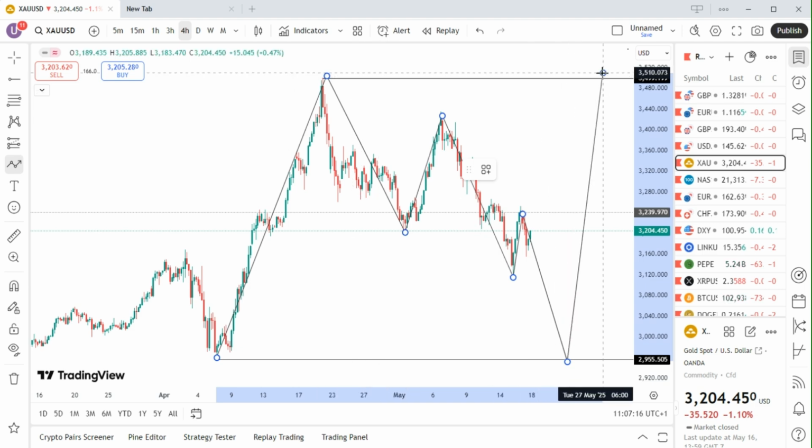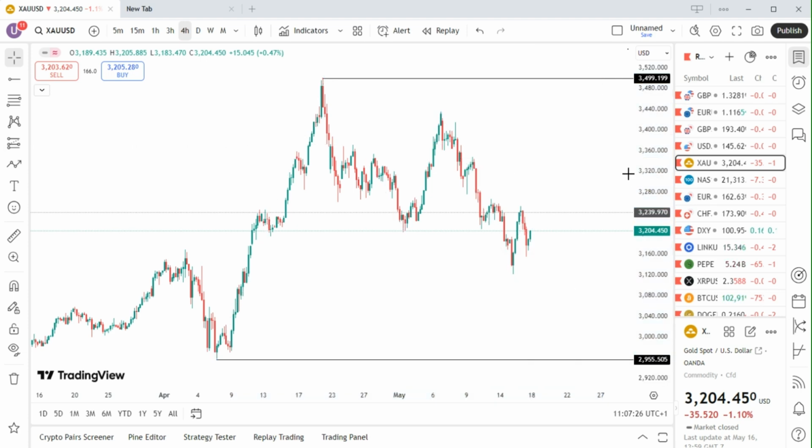So going into this week, what do you expect on gold? You go down to the 15 minutes time frame to see further actions. Let's move down to the 15 minutes time frame to see how we can take this sell down to this zone.